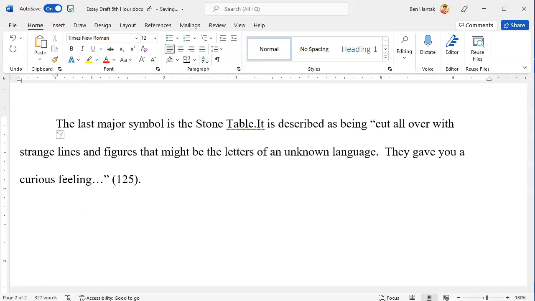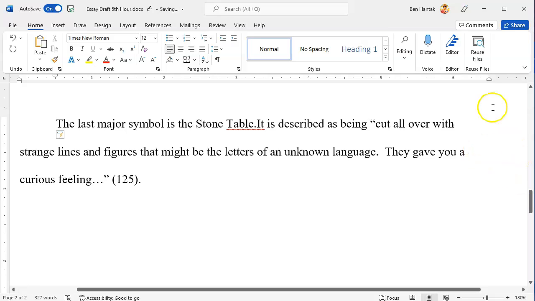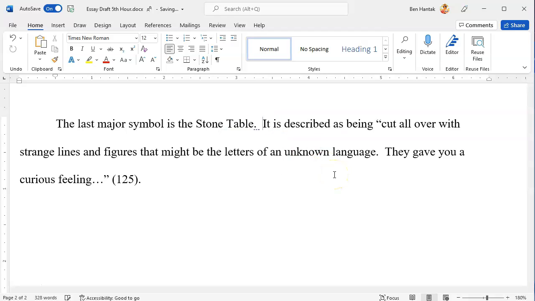From there, here's what we did in our outline. The last major symbol is the stone table. I need to add some spaces there. It is described as being cut all over with strange lines and figures that might be the letters of an unknown language. They gave you a curious feeling. We used a lot of direct quotes in this essay. I like it, though.